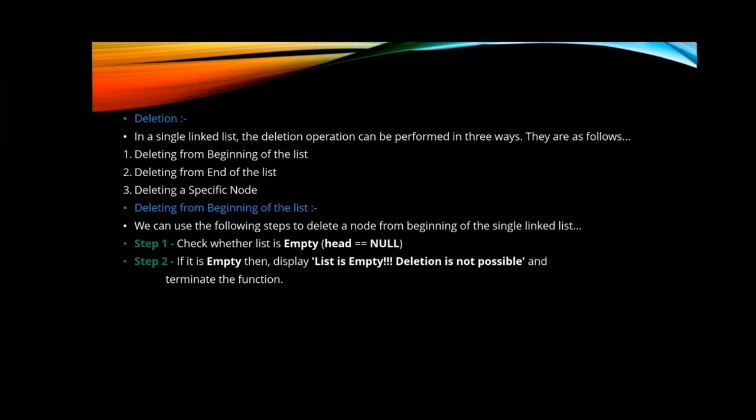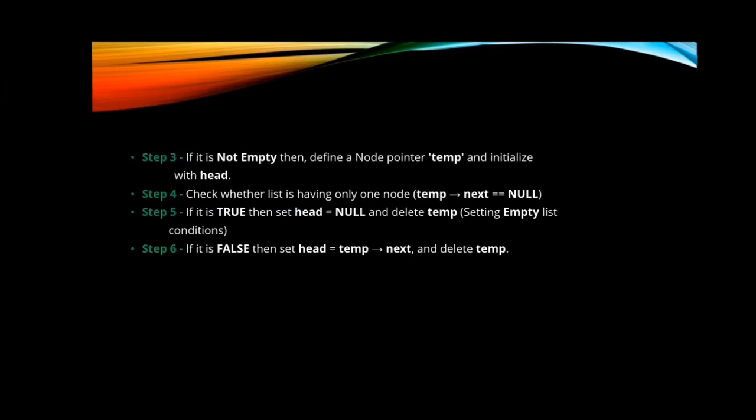Step 1. Check whether the list is empty, such that head is equal to null. If it is empty, then display list is empty, deletion is not possible, and terminate the function. If it is not empty, then define a node pointer temp and initialize with head. Check whether the list has only one node, such that temp of next is equal to null. If it is true, then set head equal to null and delete temp, setting empty list condition. If it is false, then set head equal to temp of next and delete temp.